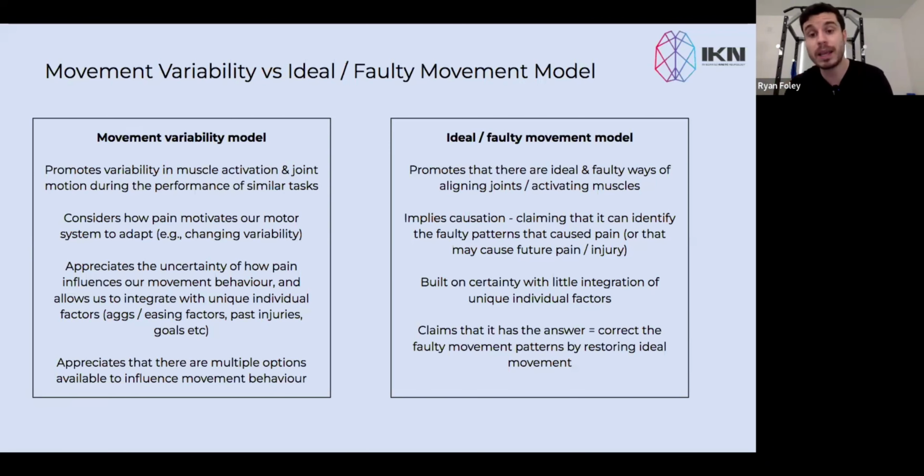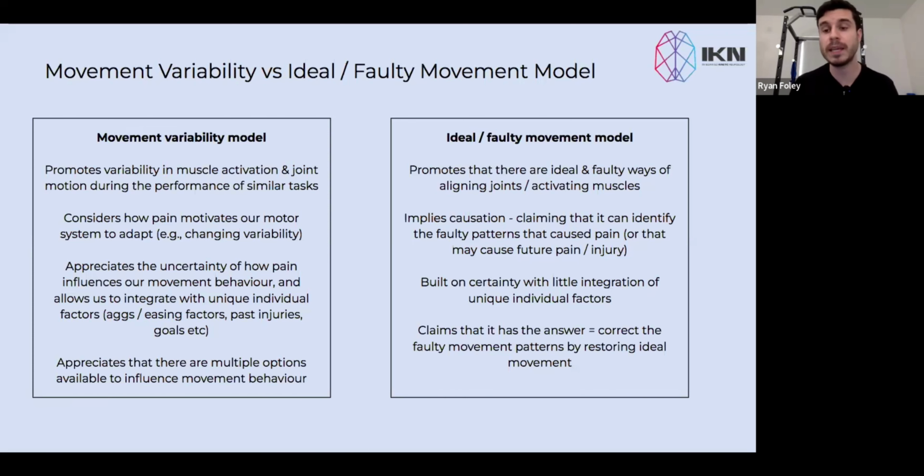But I might say that if I'm using an ideal or faulty movement model, maybe touching your nose with a little bit of humeral abduction is faulty, and maybe doing it with less humeral abduction is more ideal. Again, obviously, we wouldn't say that, but that's what you might say if you're using an ideal or faulty movement model. So we can see how problematic that is, because it promotes the idea that there are ideal and faulty ways of aligning joints and activating muscles.